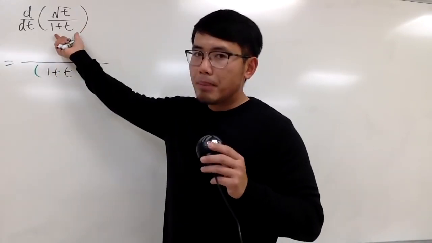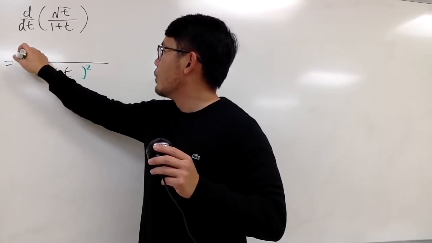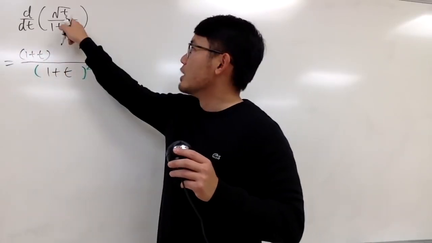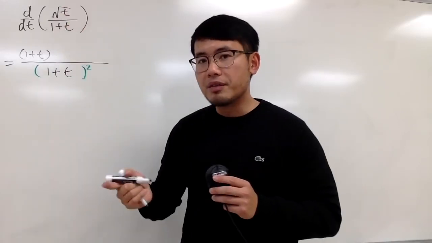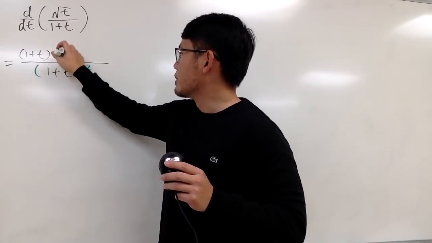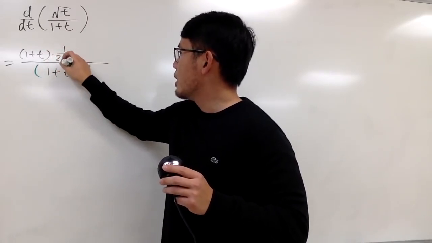And then for the top, let's see. We are going to keep the bottom function and put it here, which is 1 plus t. And then we multiply by the derivative of the top. The derivative of square root of t is 1 over, let me just put on multiplying by 1 over 2 square root of t, right?